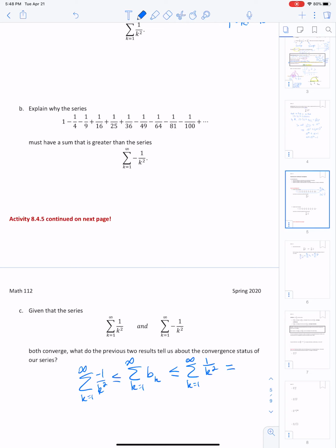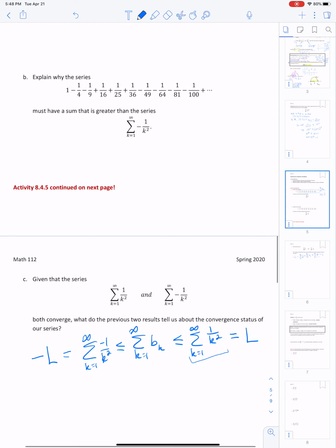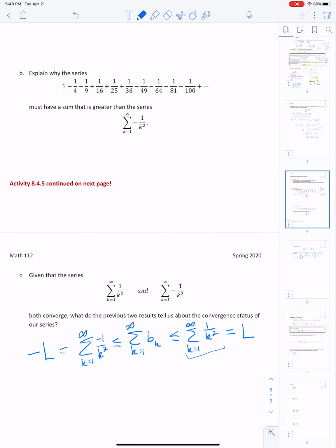And these series have actual limits. Let's call whatever the sum of 1 over k squared is L. Then if I negate every term, the sum on the other side will be minus L. So what we know is that our series must converge to something between L and minus L.